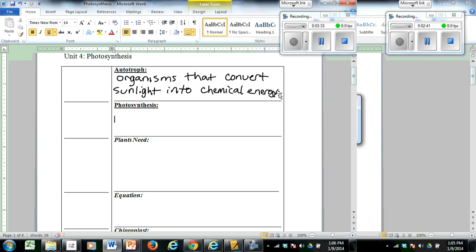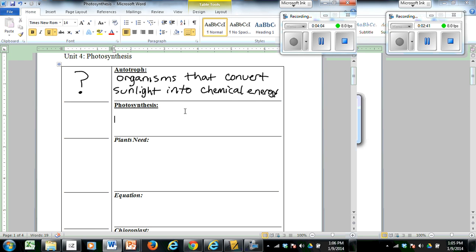And if you would take a second before we even move on, if you had to write a particular review question about what the term autotroph is, what would you write in the left-hand column? What are you going to write right here? Take a second and write your question. Do you have your question?